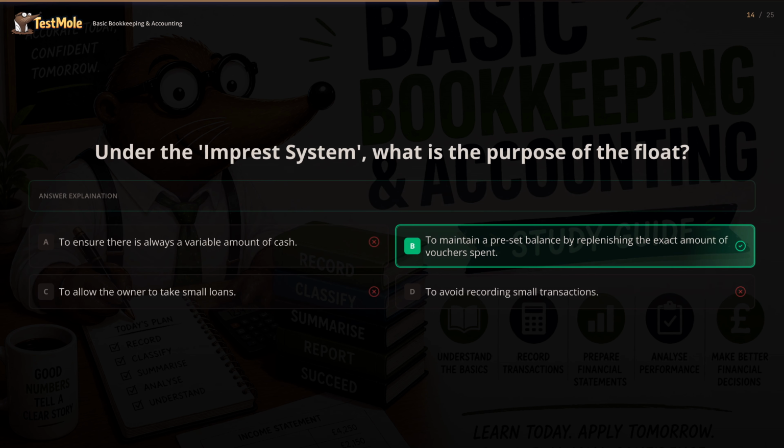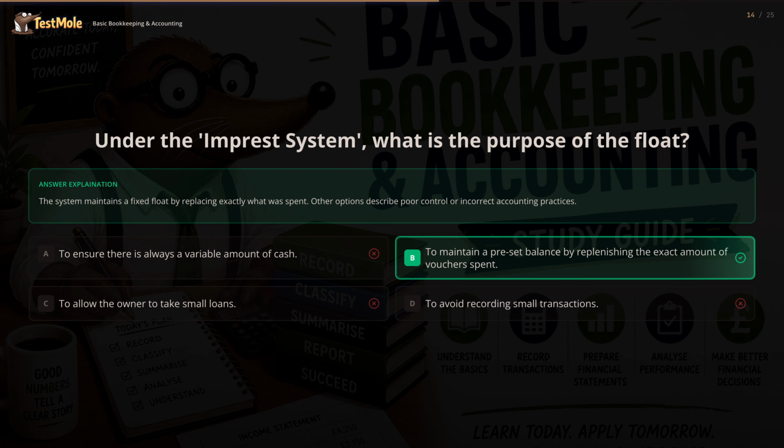The answer is B. The system maintains a fixed float by replacing exactly what was spent. Other options describe poor control or incorrect accounting practices.